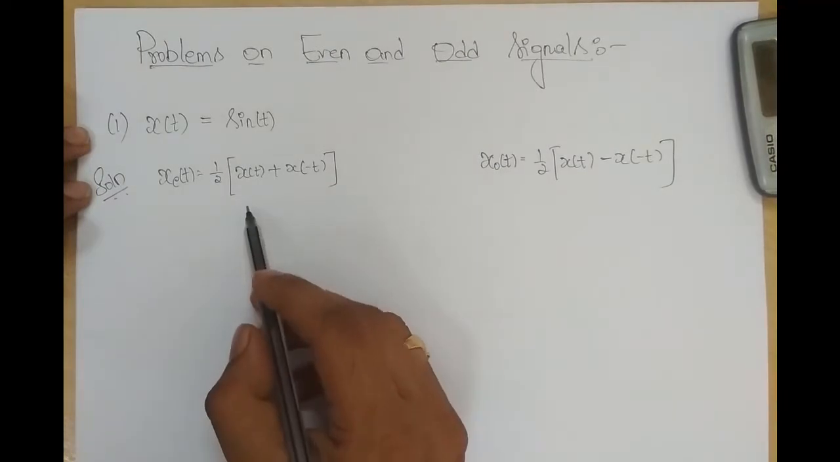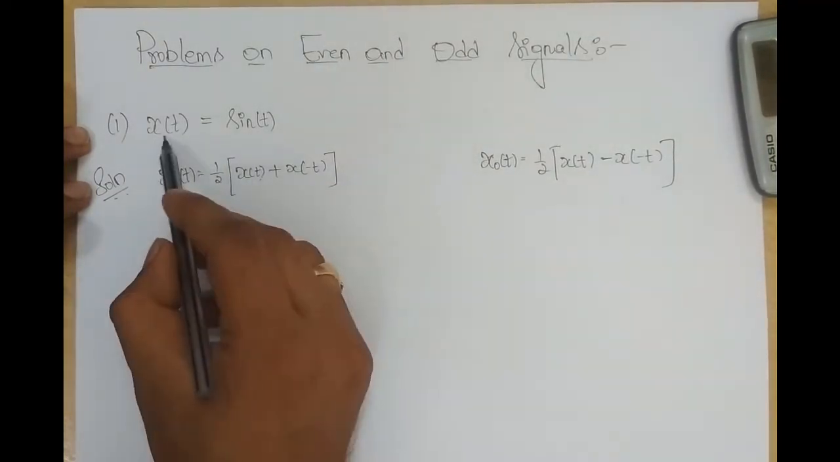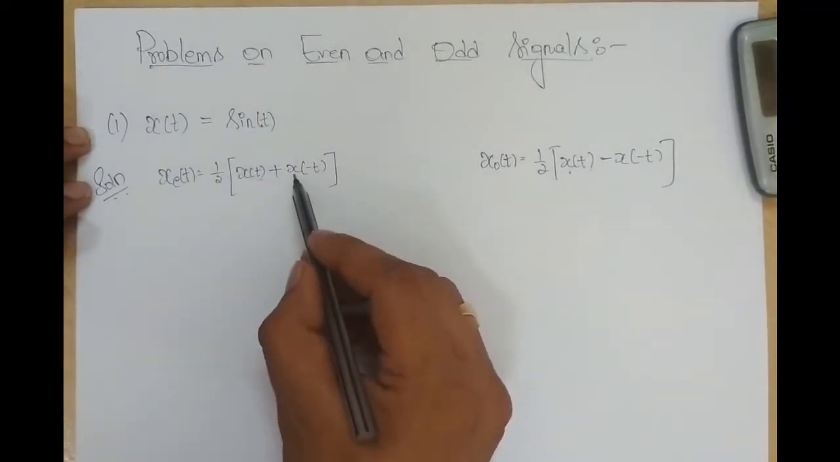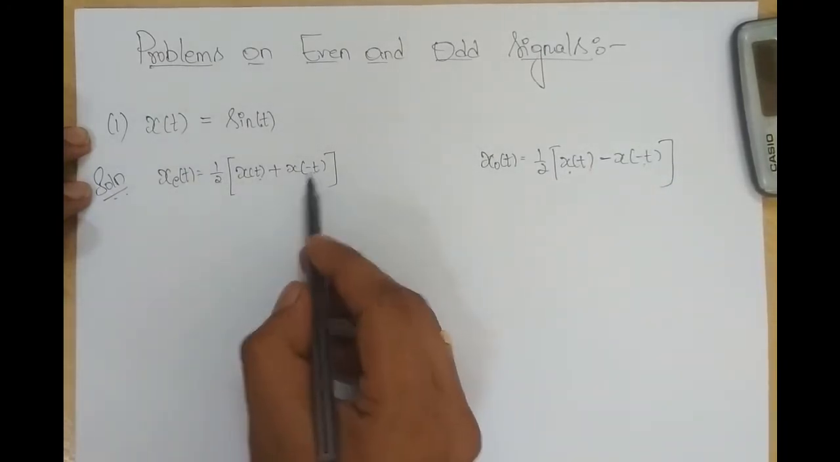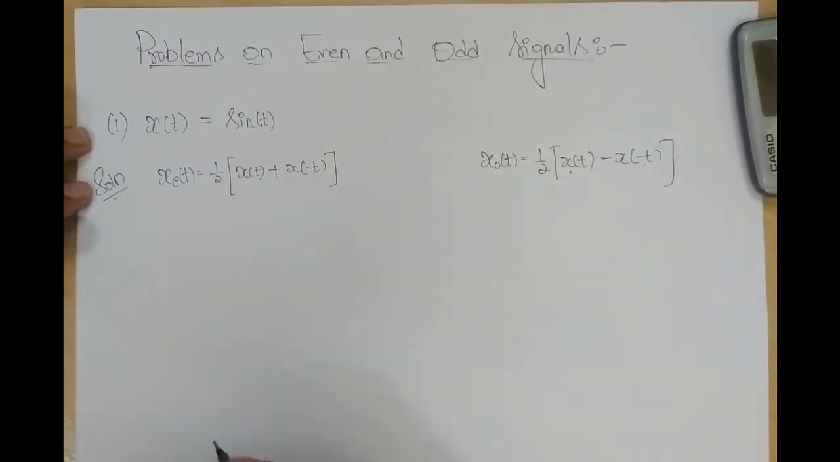If you observe in both the equations, what we need is x of t, which is already there. But what we need is x of minus t, right? So how do we get x of minus t if we know x of t? In the x of t equation, wherever t is there, we have to replace it by minus t. So we end up with x of minus t.